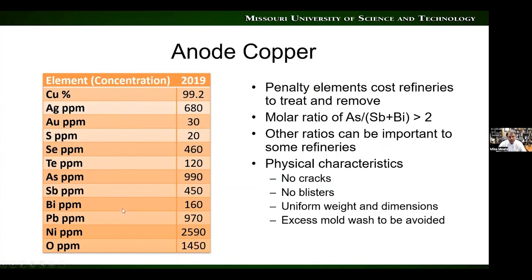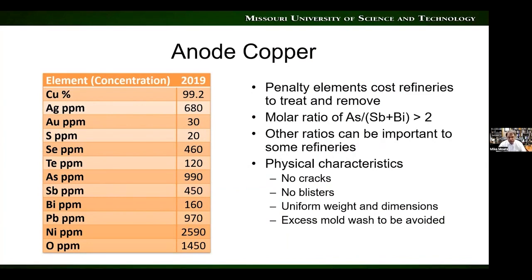Besides the chemistry of an anode, other things that refineries care about are molar ratios of arsenic to antimony plus bismuth. For technical reasons, this value needs to be greater than 2. Other refineries have other ratios, such as silver to selenium or lead to arsenic, that matter to those refineries. And so depending on where you're selling your anode copper, each refinery has its own criteria.